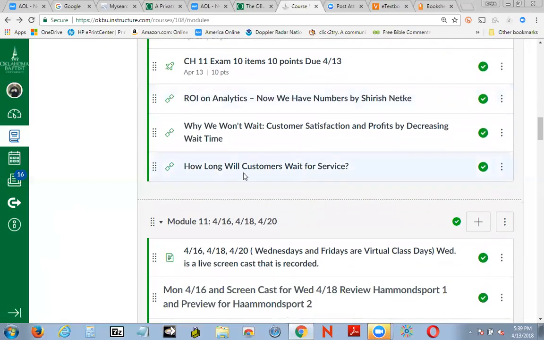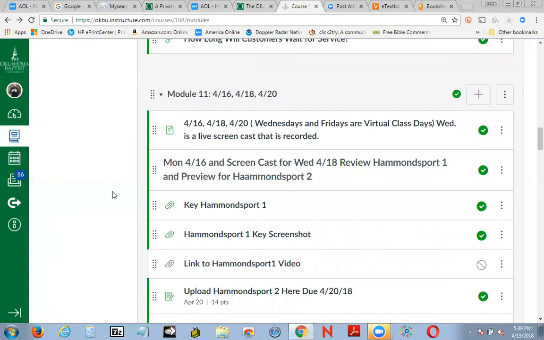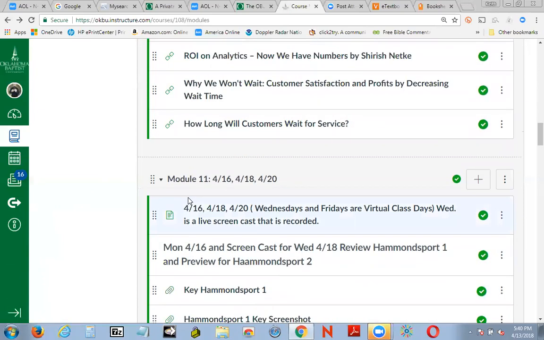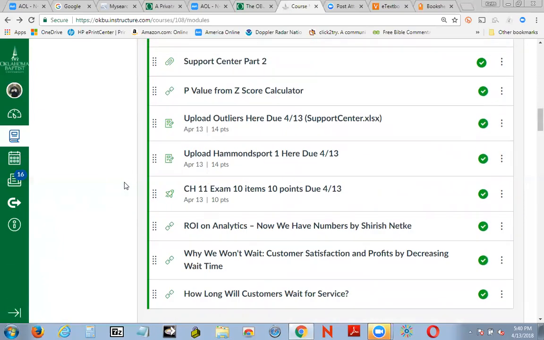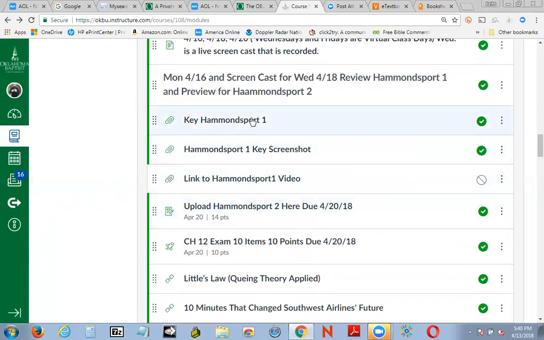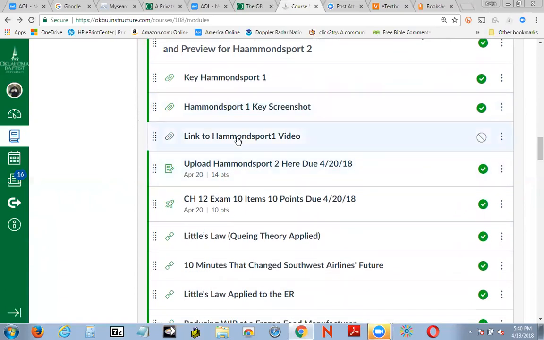Okay, and I had some resources there for you about how long customers wait. So we're down here in module 11 now. Okay, and we looked at the key for Hammond's Port 1, which was due today. And then also Hammond's Port 2, but Hammond's Port 2 will be due on the 20th. So we looked at Hammond's Port 1, and we looked at the key. Now, Hammond's Port 2 is also going to be due on the 20th of April. So let's look at it for just a moment.